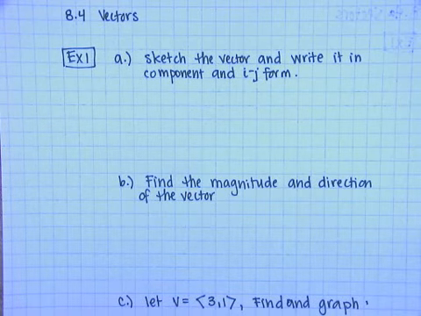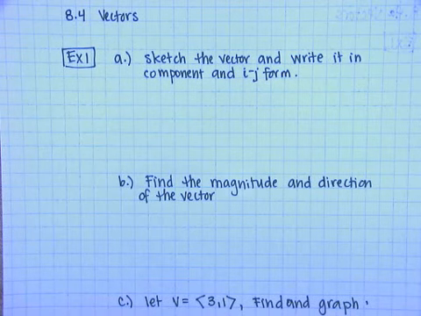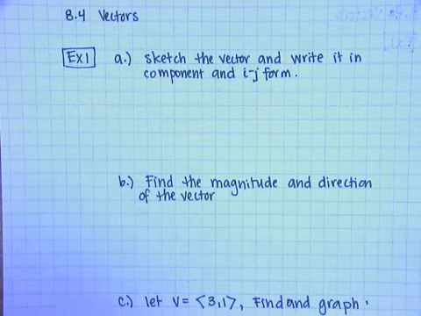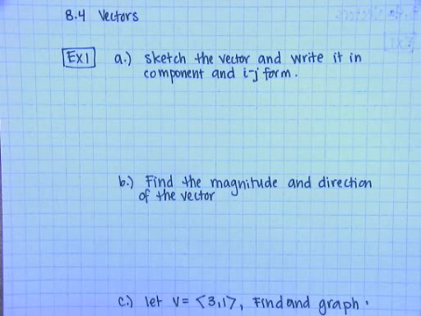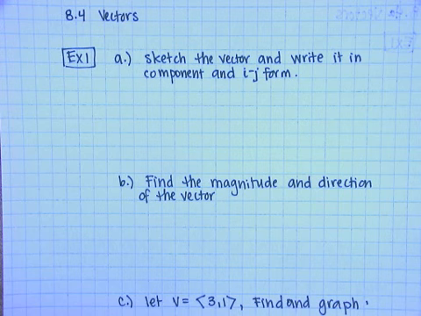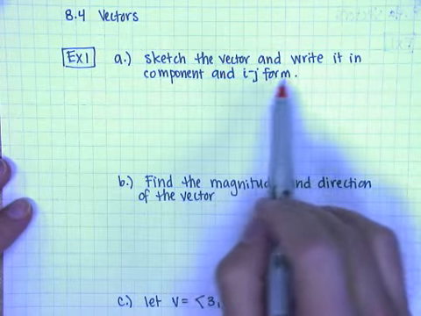Hey Precalculus, so we're going to be taking a look at vectors from here on out in chapter 8, and we'll sort of see how they're related to polar coordinates. They're actually very closely related. But first we need to understand what vectors are and how they work on a basic level. So for instance, you might see the directions, sketch the vector, and write it in component form.